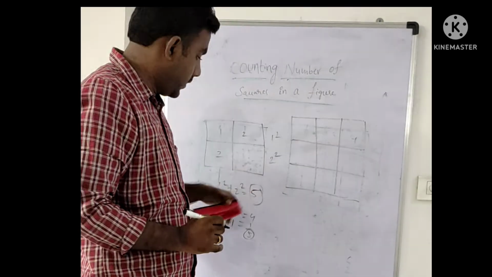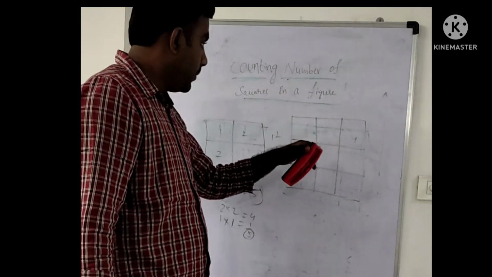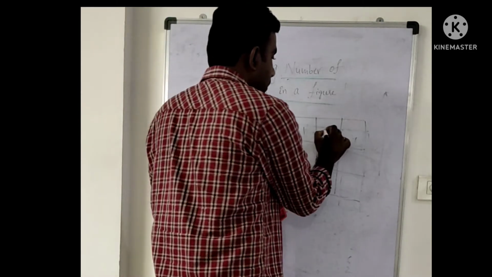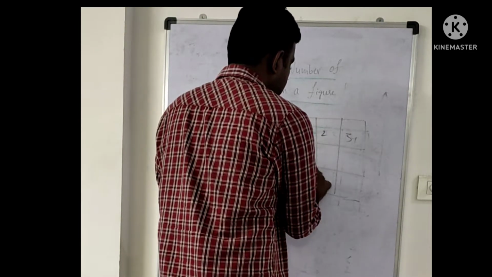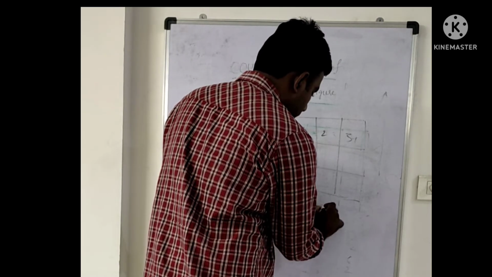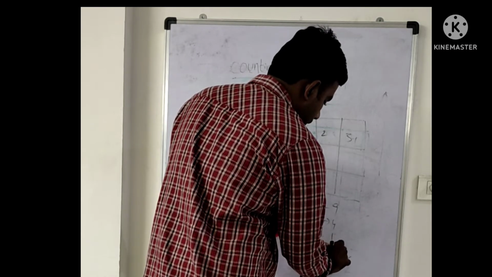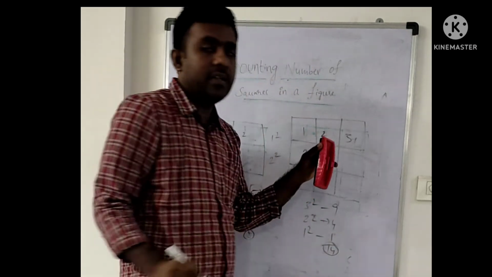In the previous technique, we can use this type of trick. Similarly, here the number of columns is 3 and the number of rows is 3. 3 square, 2 square, 1 square: 9, 4, 1, total 14. Number of squares in this figure is 14.